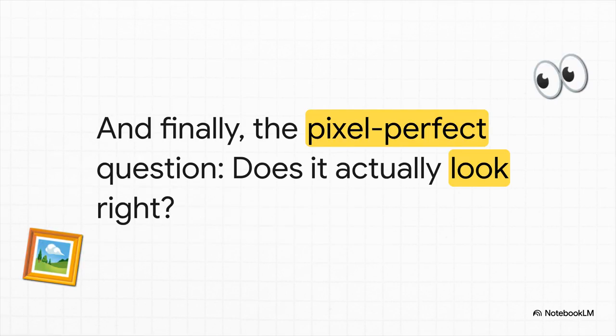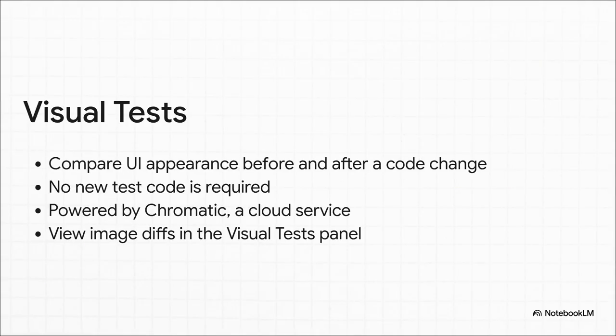This is the one that your unit tests are completely clueless about. Does it actually look right? This is what visual tests are for. They catch all those sneaky visual bugs by taking a pixel-perfect snapshot of your component and then comparing it after you make a code change. And the best part? You don't have to write a single line of new test code. It just works using the stories you already have.